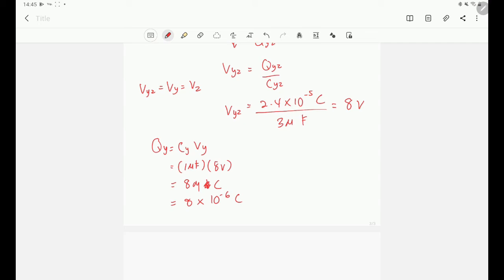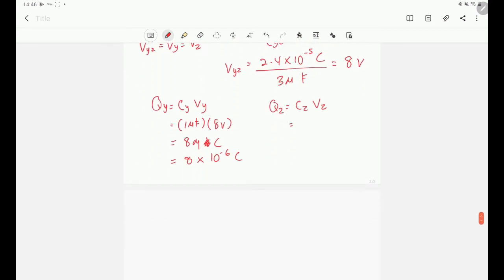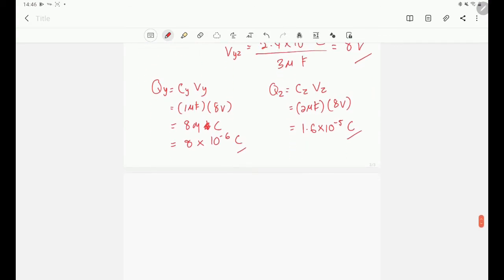Then we find Qz, which is Cz times Vz. Cz is 2 microfarad, Vz is 8 volt, and then we can get 1.6 times 10 to the power negative 5 coulomb. So right now we have found everything.